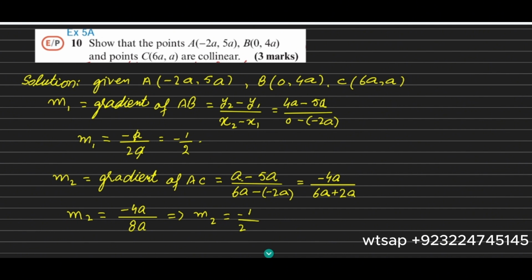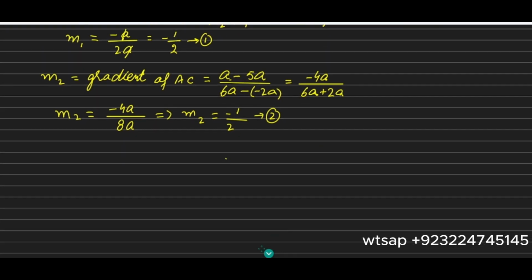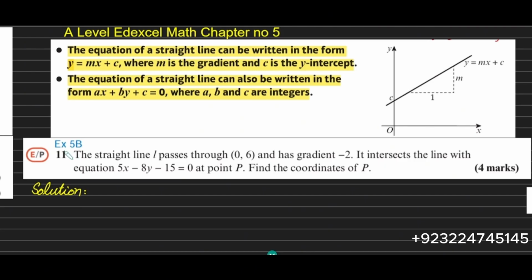So we can see from equation 1, m1 equals minus 1 by 2 and m2 equals minus 1 by 2. So from equations 1 and 2 we conclude that because both the gradients are equal, the points A, B and C are collinear. Exercise 5B, question 11.